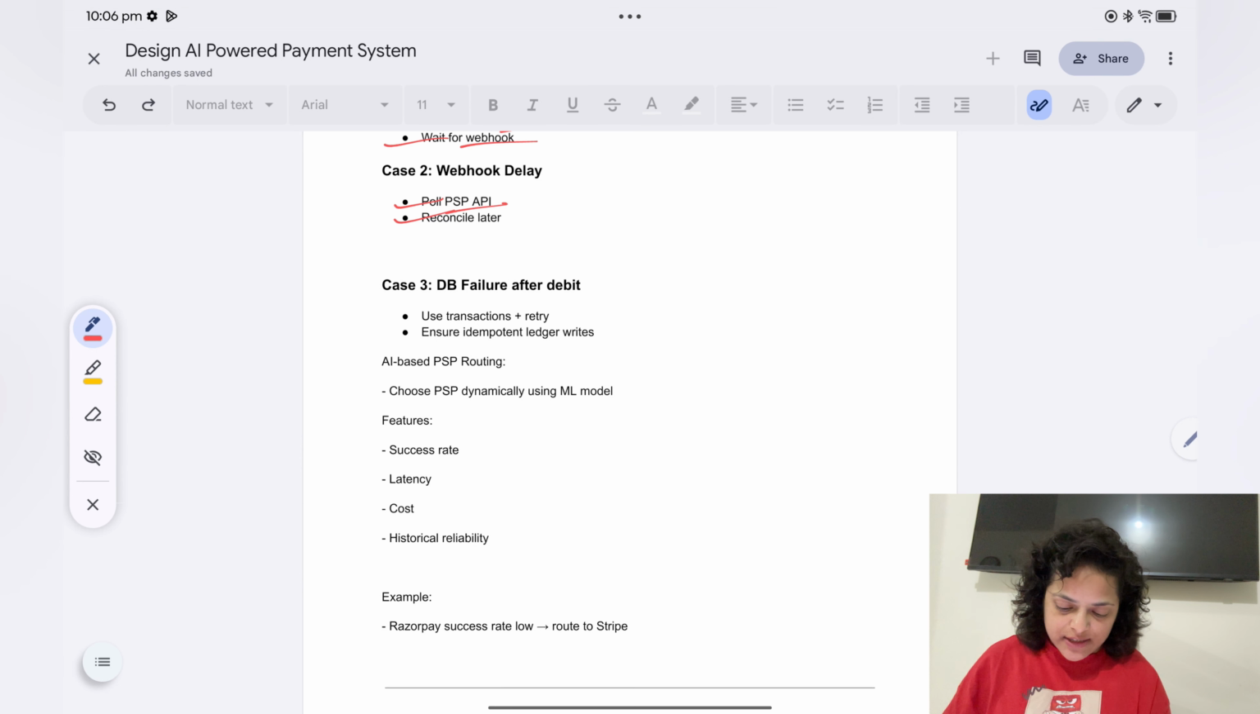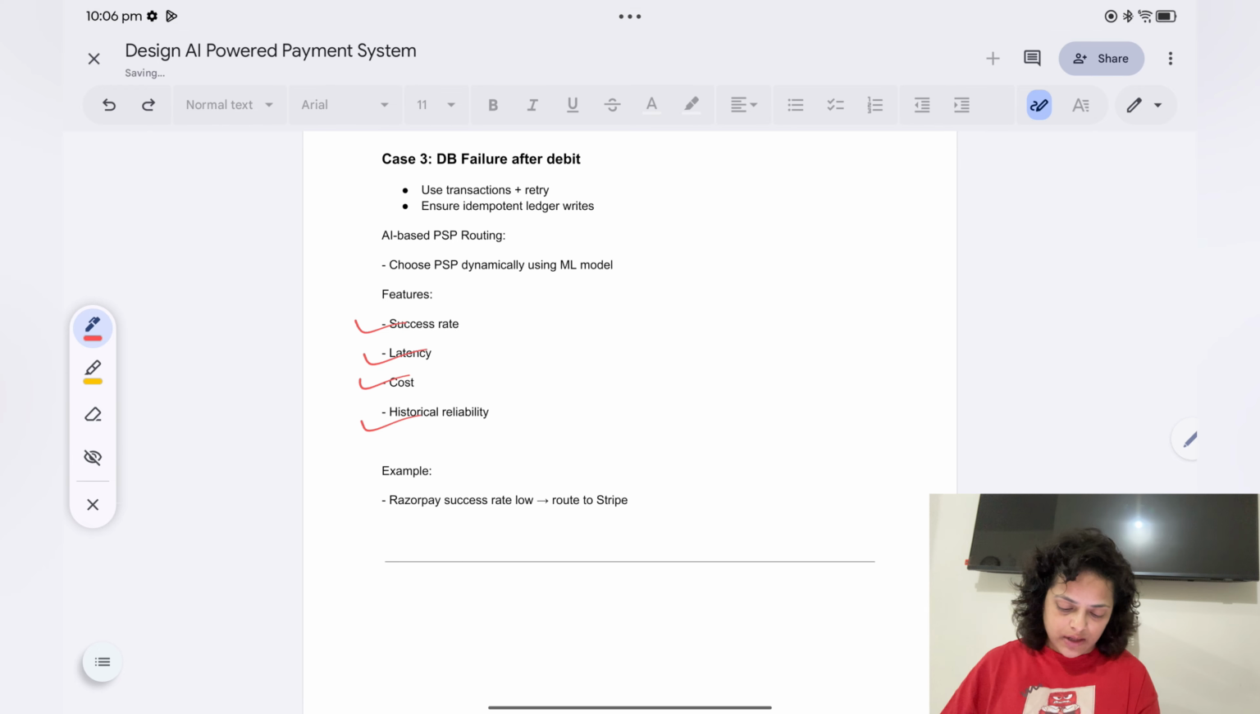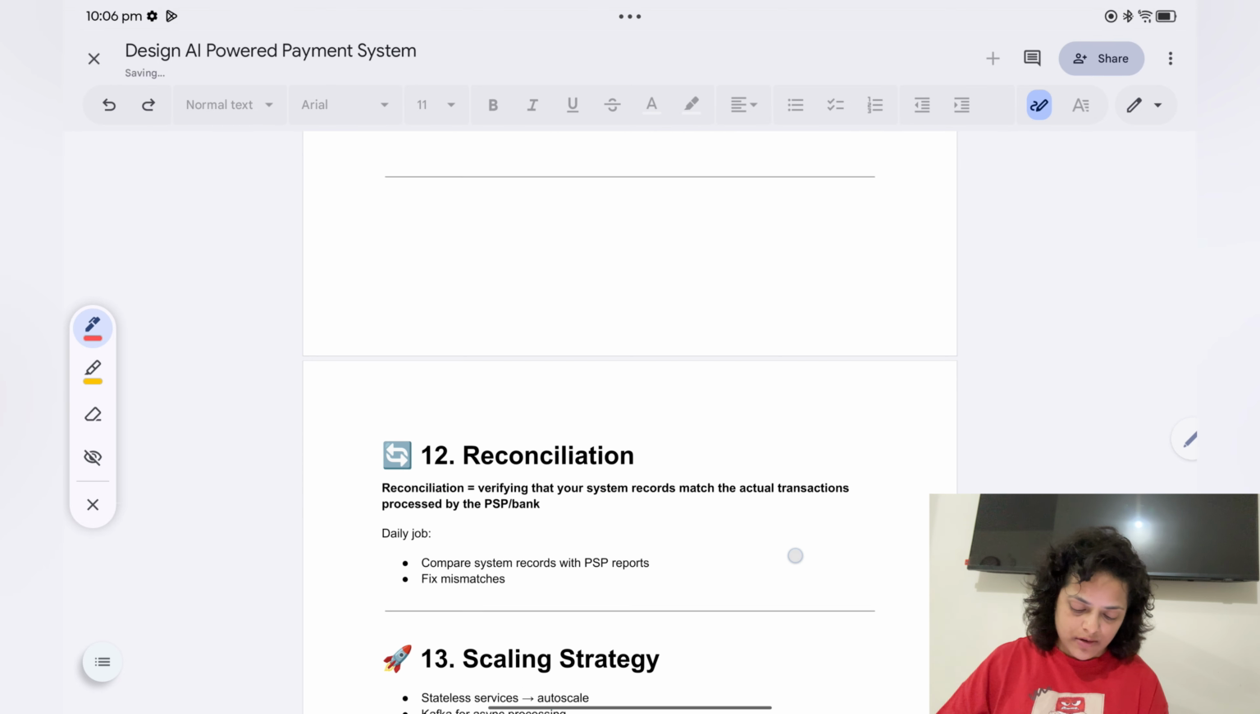Yeah, so next is features. The features we will be using here for AI are your success rate, latency, cost, and historical reliability. Now, for example, if Razorpay success rate is low, then route to Stripe.